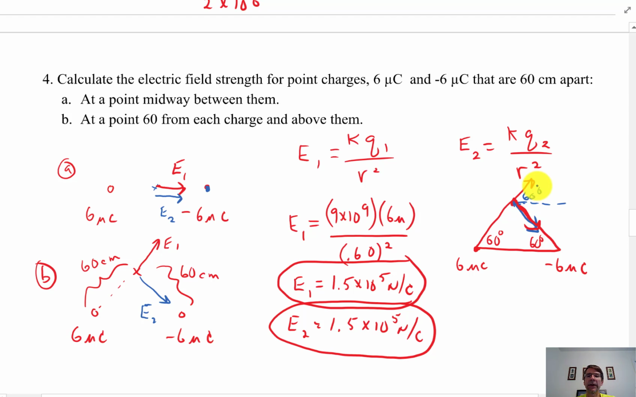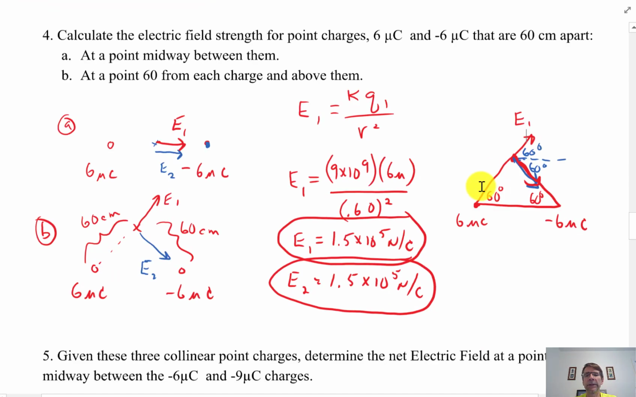It's 60 degrees above that line and 60 degrees below that line. There's symmetry here. So both those E1 and E2 are at a 60 degree angle with respect to a horizontal. Let me clean that up a little bit. All right, we'll go back to red. So this is E1. I know E1 is 1.5 times 10 to the 5th.